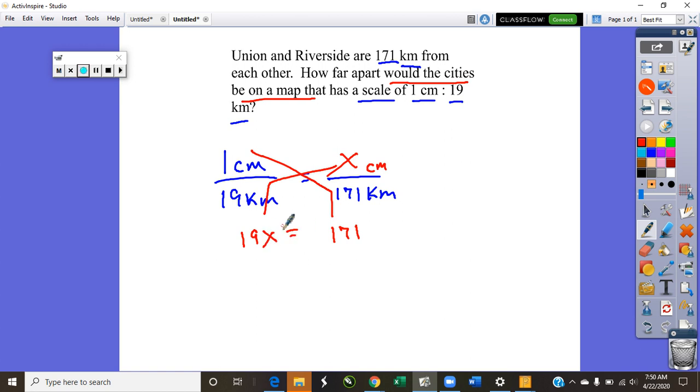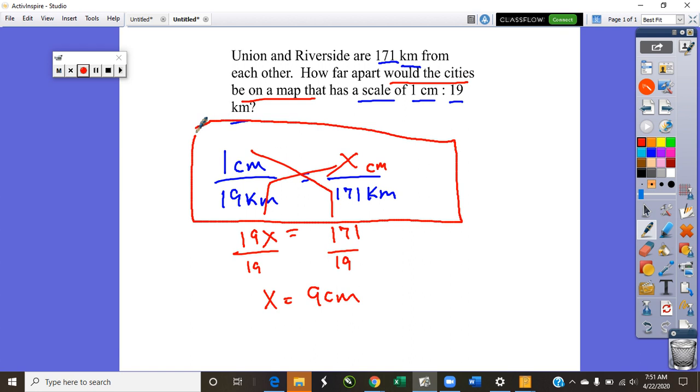Okay, I'm okay with you using a calculator on this. On 171, we divide each side by 19, and we get x equals 9 centimeters. Hopefully you got that right. It's really not that difficult once you're able to set this up. The important part, like I said, is being able to set this up correctly. The most important thing is keeping the same units on the same levels.